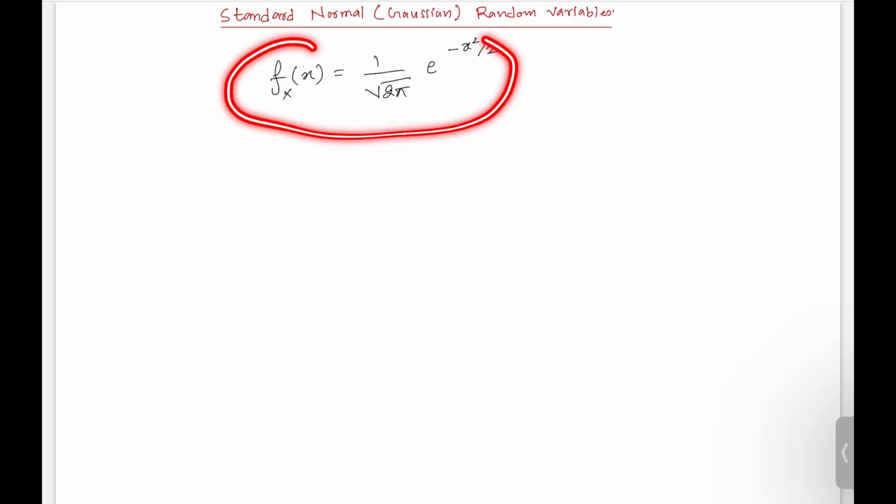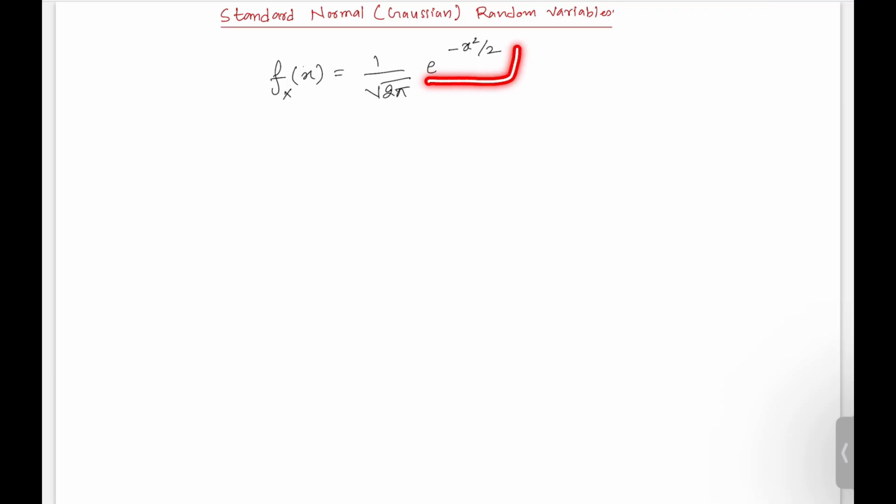Let's first try to understand this expression, or let's have a look at the plot of this probability density function. In this PDF we have a constant term, and we have this negative exponential term, and in the negative exponential term we have x square divided by 2. The plot of x square will be a simple parabola, symmetrical around the point x equals 0.